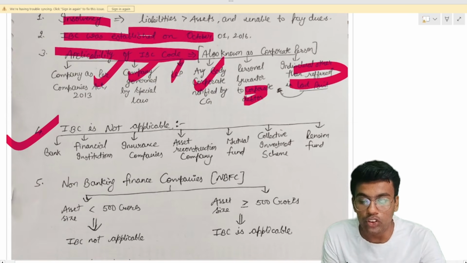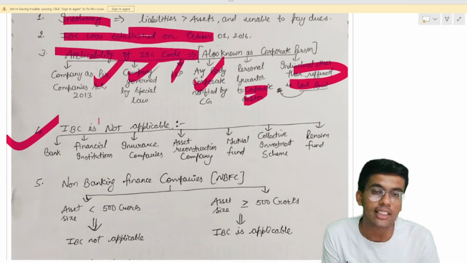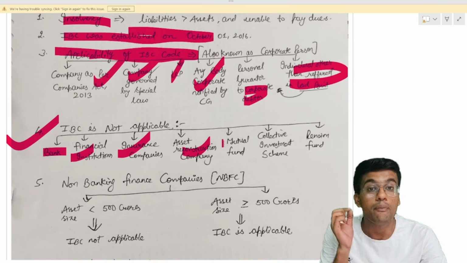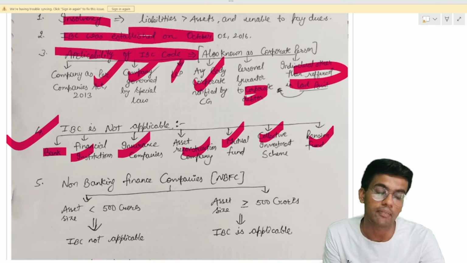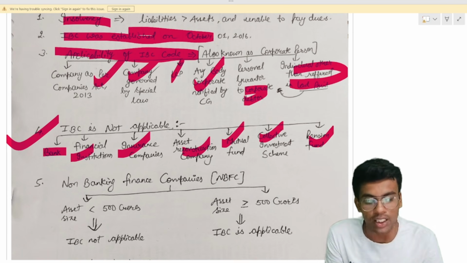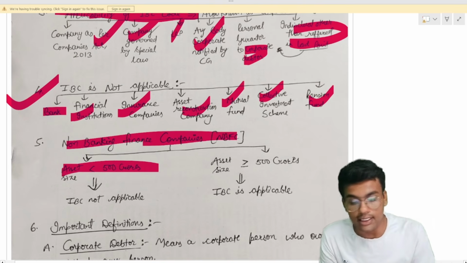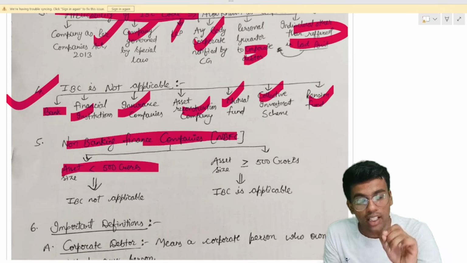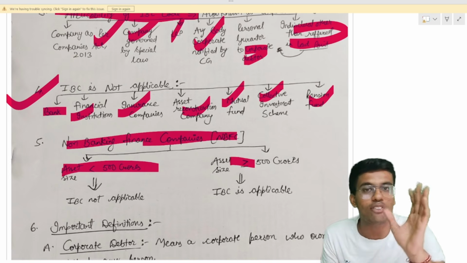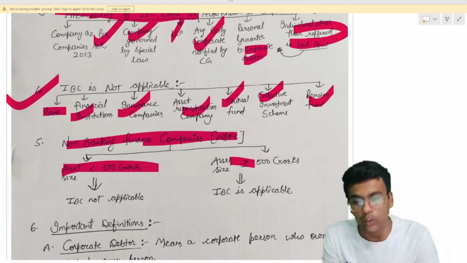Now, point number 4 talks about whom IBC is not applicable to. IBC is not applicable to entities in the financial service sector, such as banks, financial institutions, insurance companies, asset reconstruction companies, mutual funds, collective investment scheme companies, and pension fund companies. Apart from this, for a non-banking financial company, if the asset size is less than 500 crores, IBC is not applicable to them also. But if the asset size is more than or equal to 500 crore, even if exactly 500 crore, then IBC would be applicable in case of an NBFC. This has been declared by the IBC board through a notification.